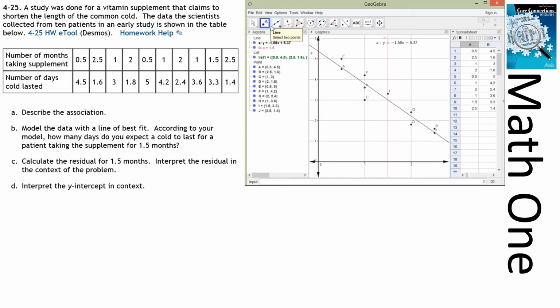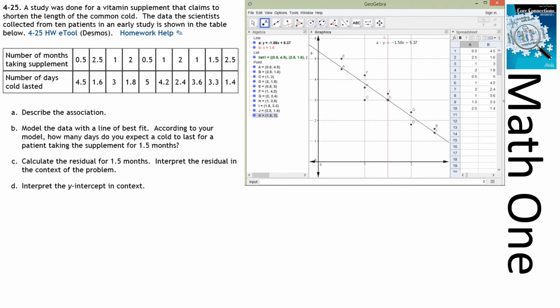In fact, I could go ahead and grab the point tool, and I could create a point right at the intersection of 1.5 months and my model, and it's right there. So the model is reporting at point K that if someone's taken the supplement for 1.5 months, the cold should last about 3 days. So that would be my answer for B.